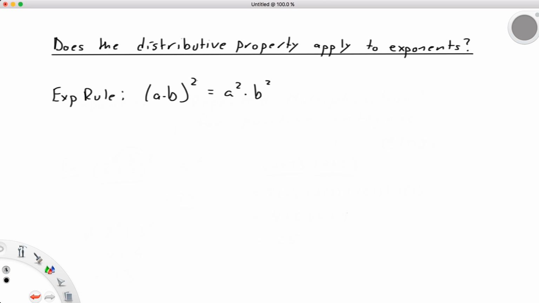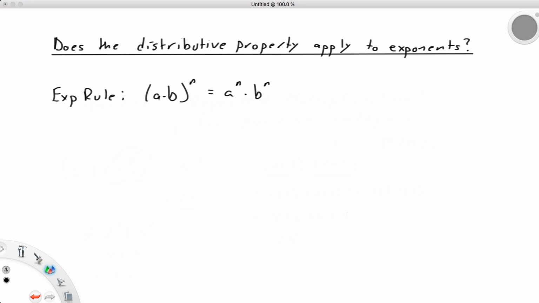And this would be true for any exponent actually. So we can just write a times b to the n is equal to a to the n times b to the n. And this is a true statement. This would always work. But this is fundamentally different than distribution.